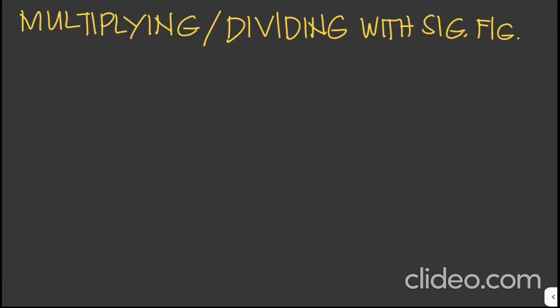Now let's discuss the rules in multiplying and dividing numbers with significant figures. When multiplying or dividing, we should round off our answer to the least number of significant digits or figures. So you should not confuse addition and subtraction with multiplication and division. For addition and subtraction, you should look for the least number of decimal places, while in multiplication and division, you should look for the least number of significant digits.